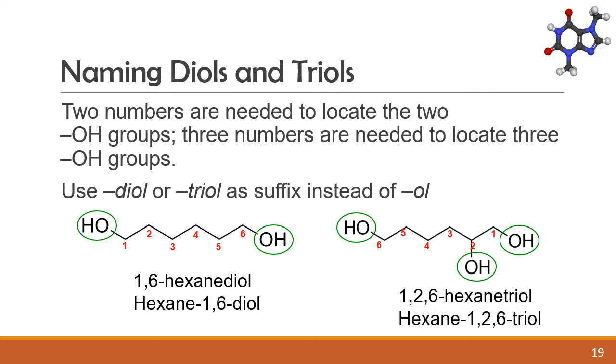We name it as 1,2,6-hexane-triol or hexane-1,2,6-triol. Note that the numbering of carbons in this alcohol is from right to left because the hydroxyl groups must be given the lowest number possible.